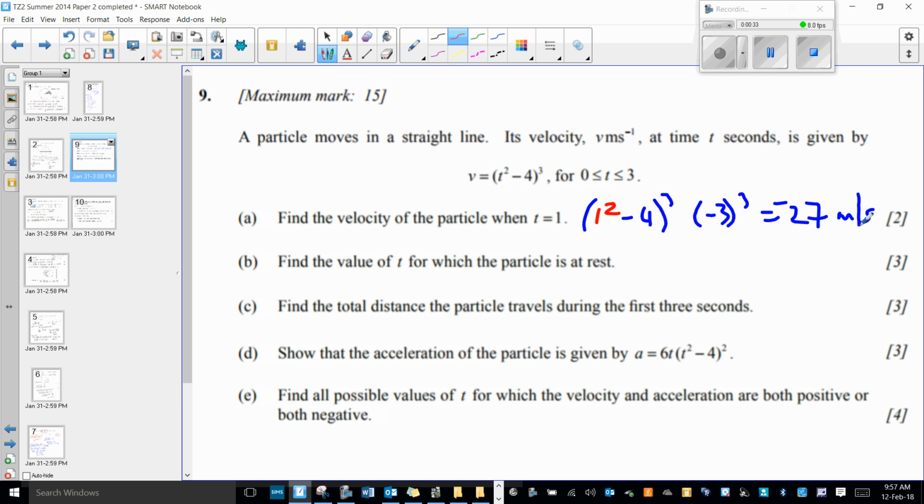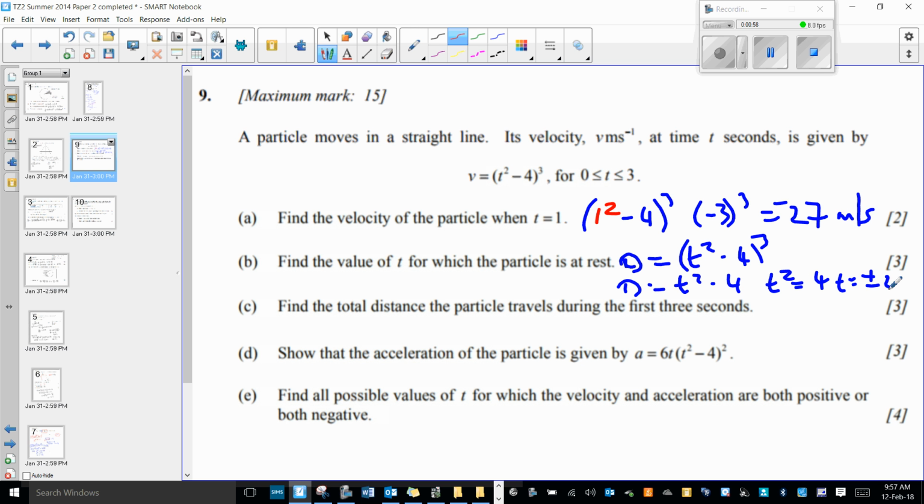Find the value of t for which the particle is at rest. If it's at rest, then the velocity is 0, so 0 equals t squared minus 4, cubed. So we cube root both sides, which gives 0 equals t squared minus 4. So t squared equals 4, t is plus or minus 2.